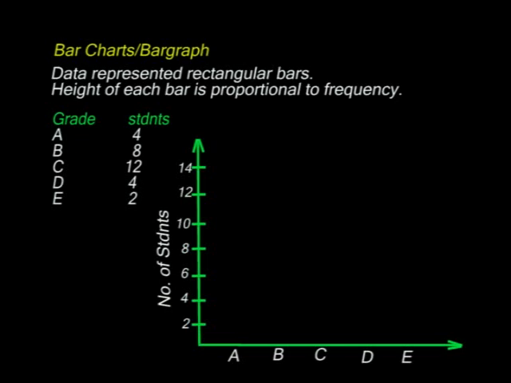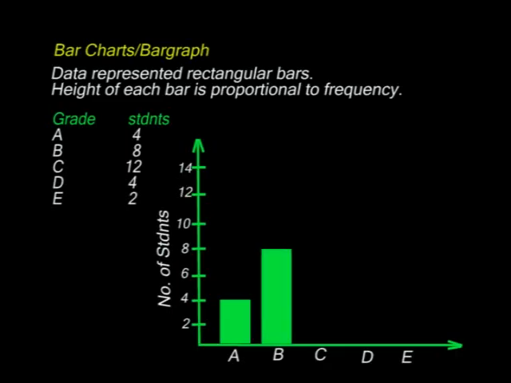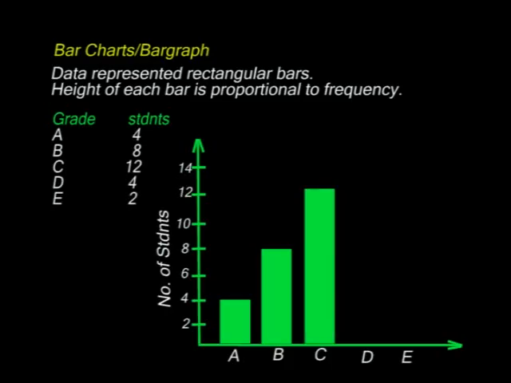After I choose my scale, I then start representing the information. For A, there were 4 students, so I have the bar for A. It has 4 students. Again for B, I have how many? 8 students. I have that bar for B up to 8. C, I have how many students? 12. So I have that bar for C. D, there were 4, just like A. So I have that bar for D. And finally E, there were 2 students.